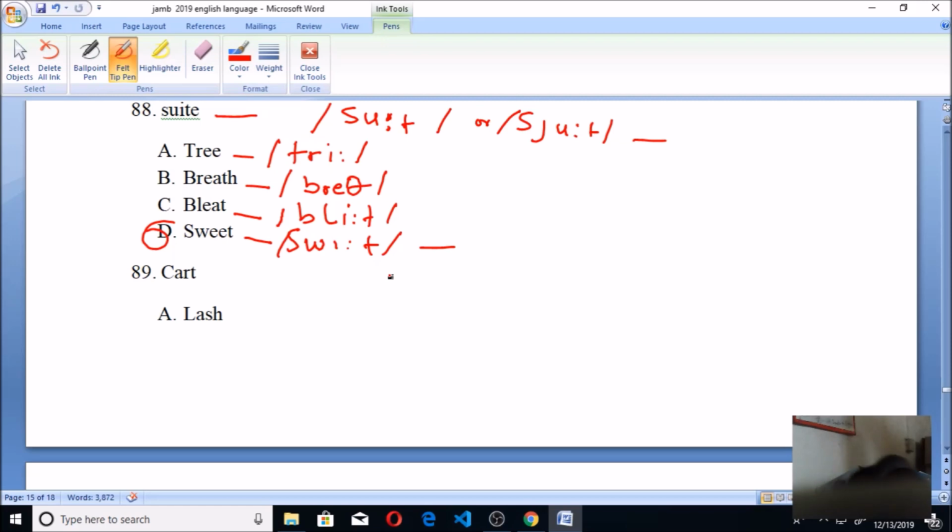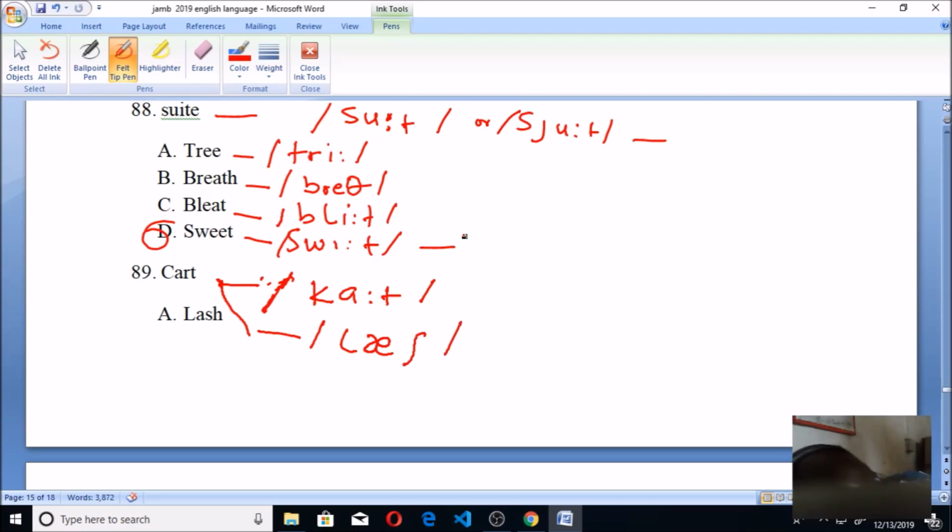So let's go into the next question. We are looking at cart. So what is the transcription for cart? We can represent cart as K and the long A sound. Now we have lash. That is the transcription for lash.